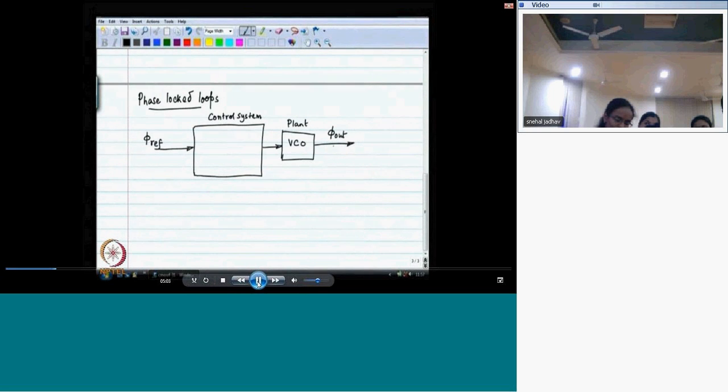Okay, this block diagram he's explaining: what is the meaning of your phase lock loop? A phase lock loop is basically a control system. You have a plant, like in a feedback system. You're using a voltage controlled oscillator, and this oscillator is going to give you a frequency and a phase. And he's going to explain how this phase is going to control the frequency.